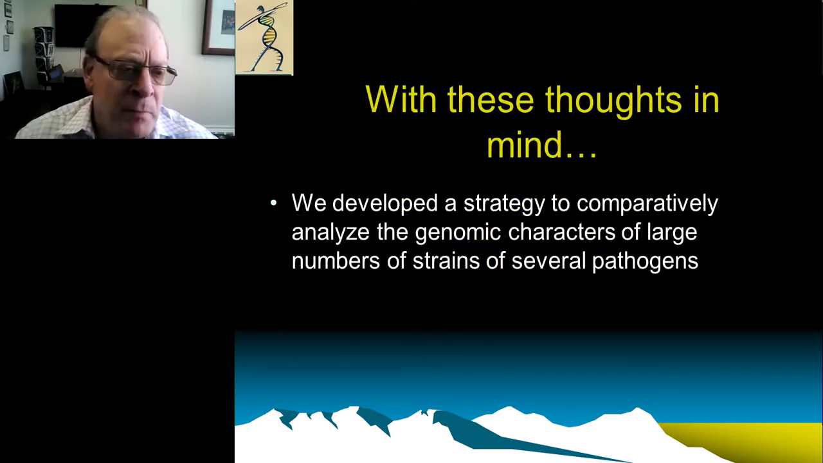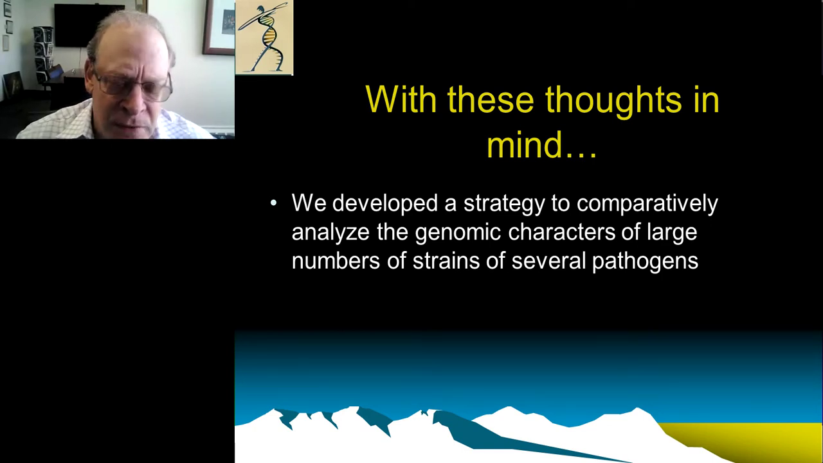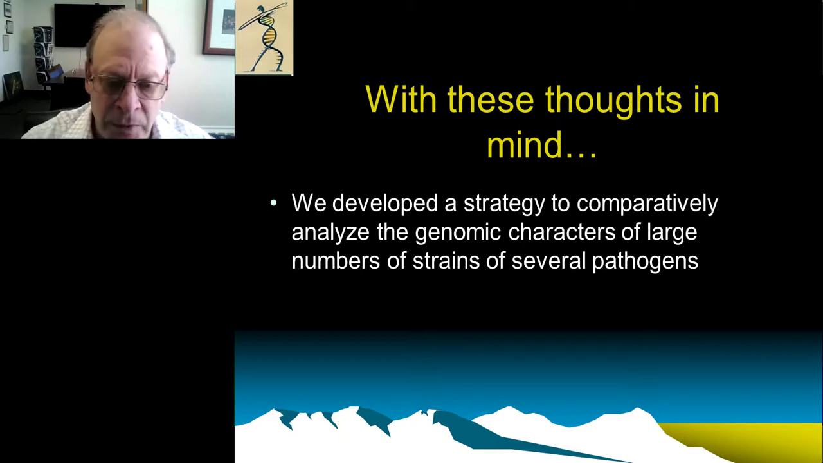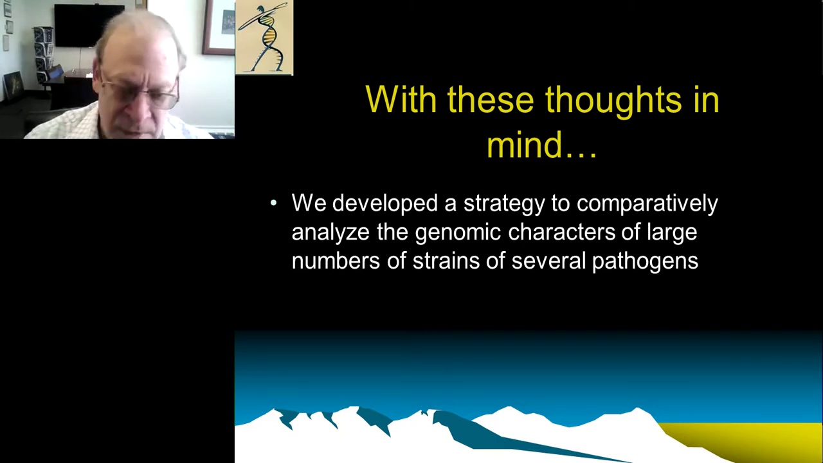So with these thoughts in mind, we developed a strategy to comparatively analyze the genomic characters of large numbers of strains of several pathogens. And what this really was, was the development of next generation sequencing. Initially we partnered with 454 Life Sciences as their original academic alpha tester, which allowed us to sequence large numbers of genomes of multiple bacterial species, which was not feasible prior to the development of next-gen sequencing.